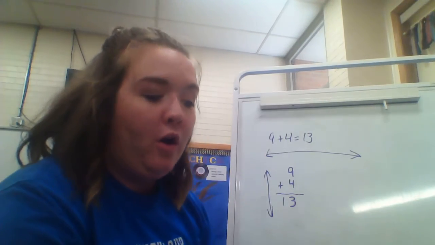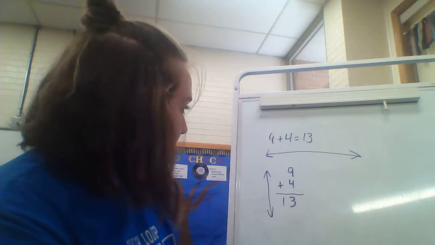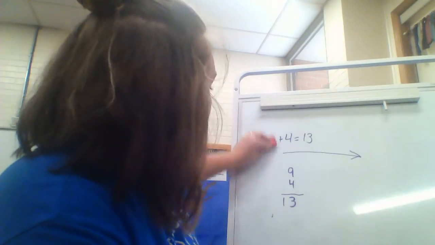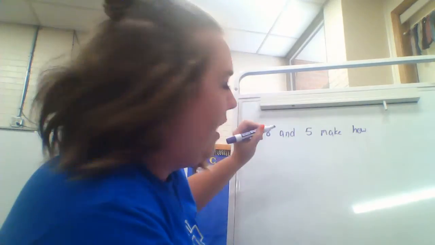Now, we are going to look on page 32. So I want you to open to page 32. All right, and number 4 on page 32 says 8 and 5 make how many? 8 and 5 make how many?